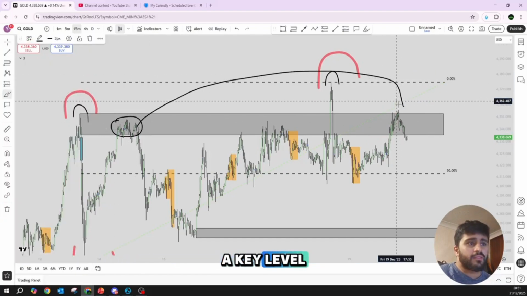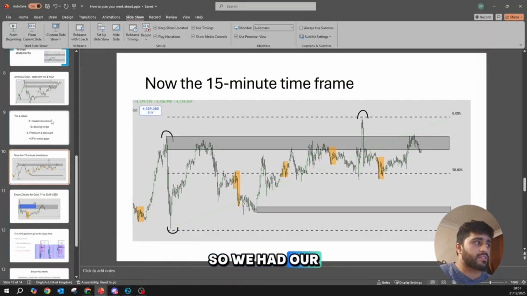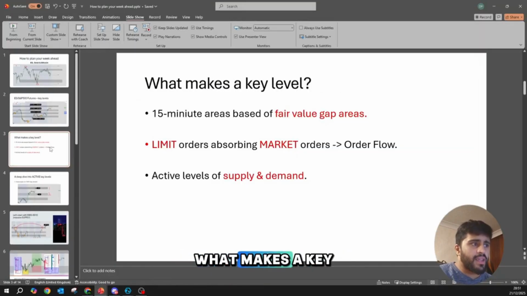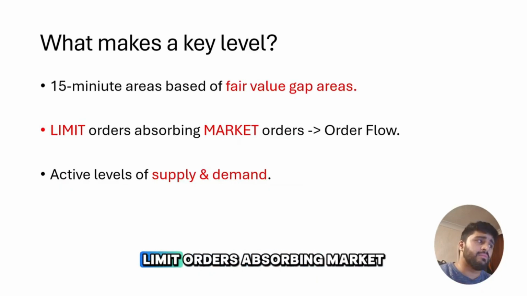So again, what makes this a key level? Going back to our definition, right? Let's go back to our initial definition. So we had our definition all the way up here. What makes a key level valid? Right, what makes a key level valid? 15-minute fair value gap. You want to see limit orders absorbing market orders, right?